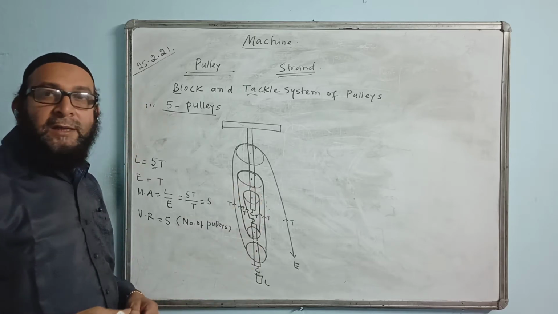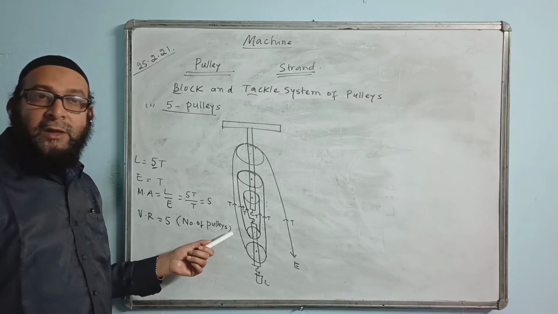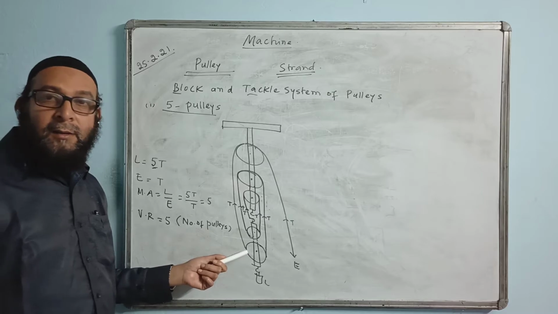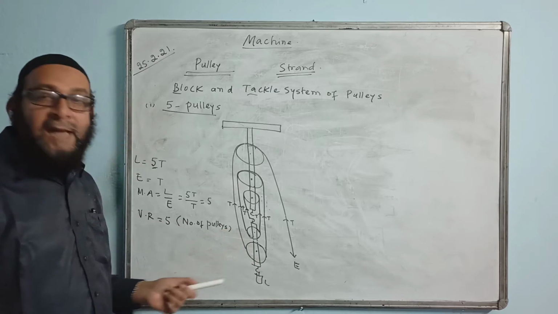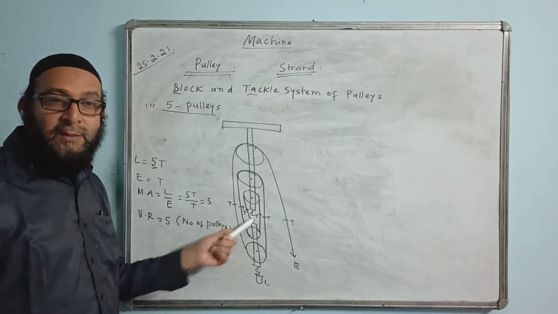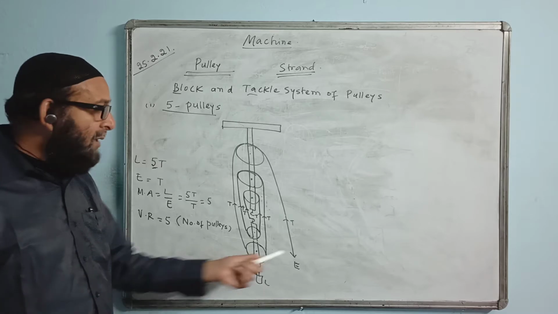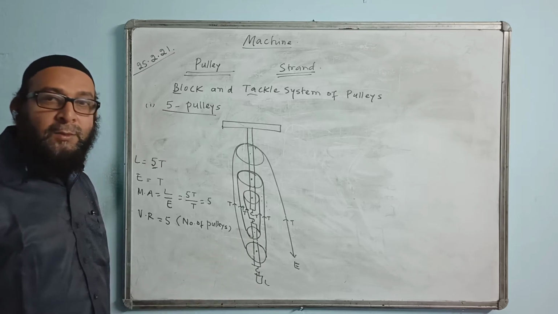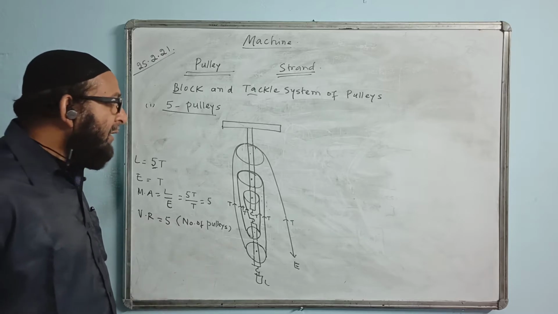If they ask you how you can increase the efficiency of a pulley system, we say by using lubricants, by polishing the pulleys, and by using the pulleys in the lower block as light as possible. You should use these pulleys as lightweight as possible, because when you are lifting, you also have to lift the pulleys. That means some part of the effort will be spent overcoming the pulleys as well as the load. So the pulleys must be as lightweight as possible. That is the suggestion you can give.